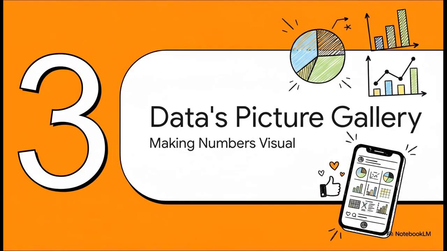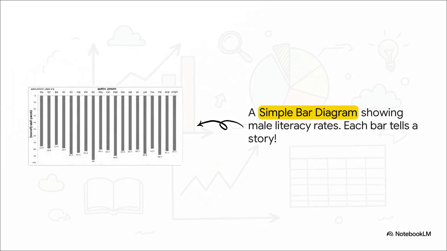All right, tables are fantastic. But you know what's even better than a table of numbers? A picture. And that's what diagrams are. They're like the Instagram for data. You just post one picture and everybody immediately gets what you're trying to say. It's powerful stuff. Let's start with the easiest one, the simple bar diagram.